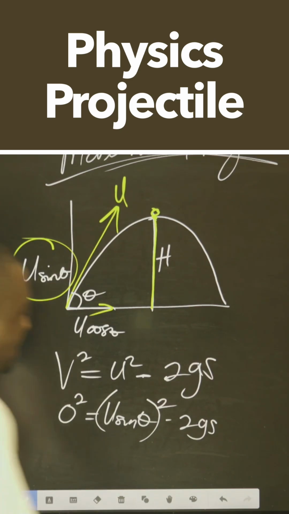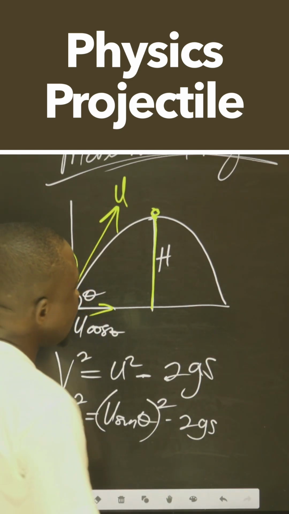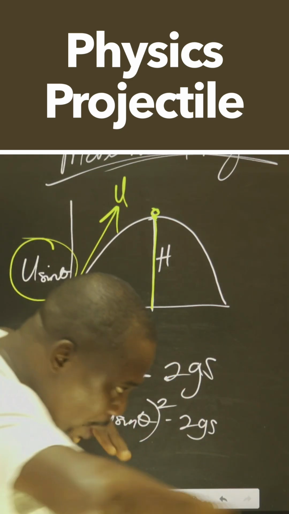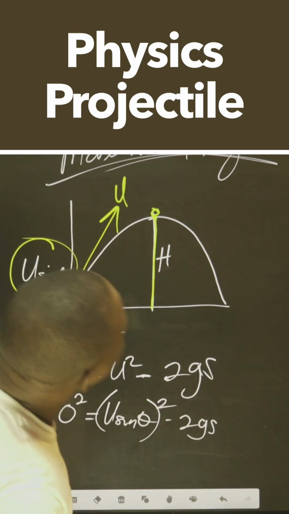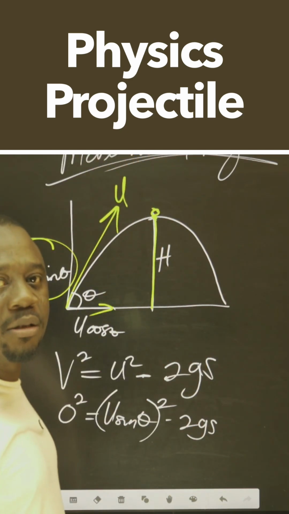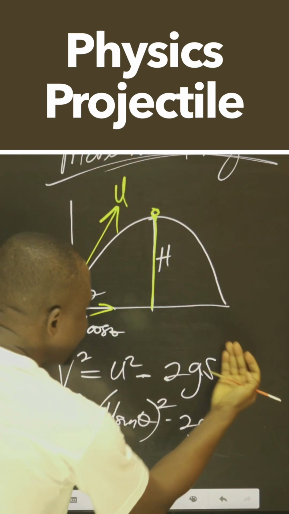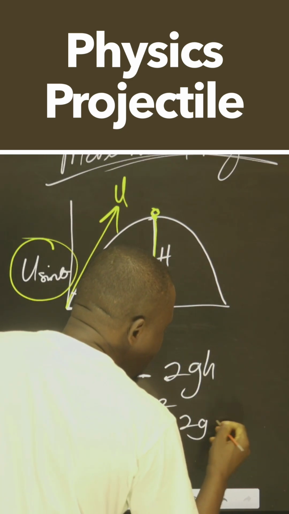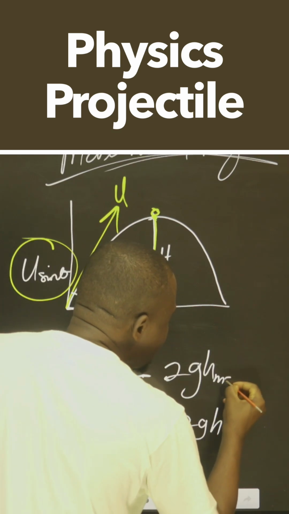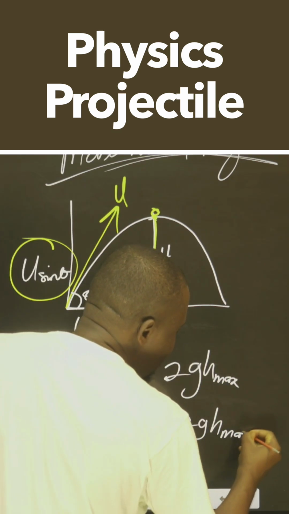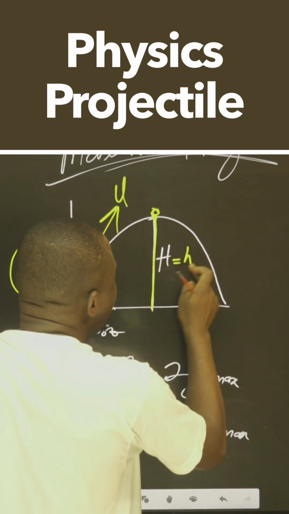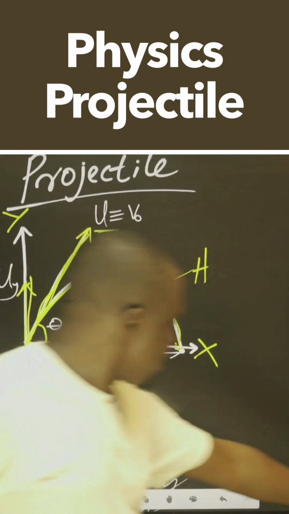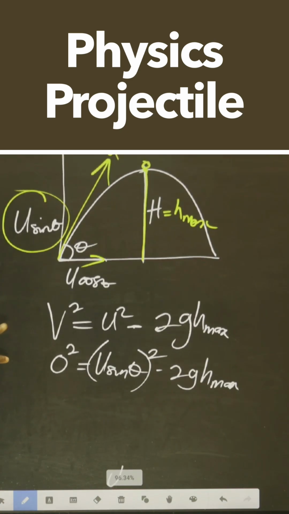Again, before I even come here, what is this small s? S is distance when you talk about horizontal. But when you talk about height, it's no longer s, it becomes h. So we are going to replace it with this h. We are going to call it h max. So this is equal to h, small h max. Okay? I indicated that earlier.